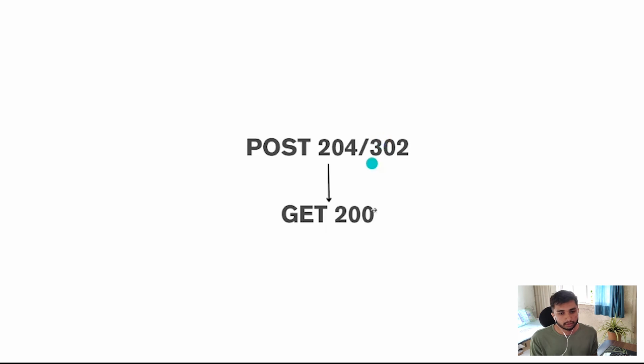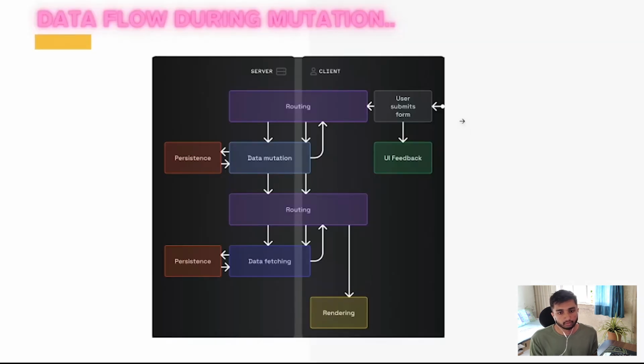And yeah, this is the flow of what would be happening. The user submits the form, we'll see some UI feedback, and the routing will happen on the server as well as the client, because we are writing the code on the client, but actually we are accessing a database.